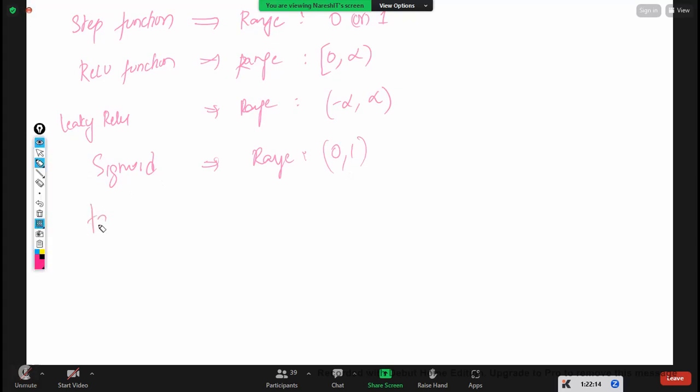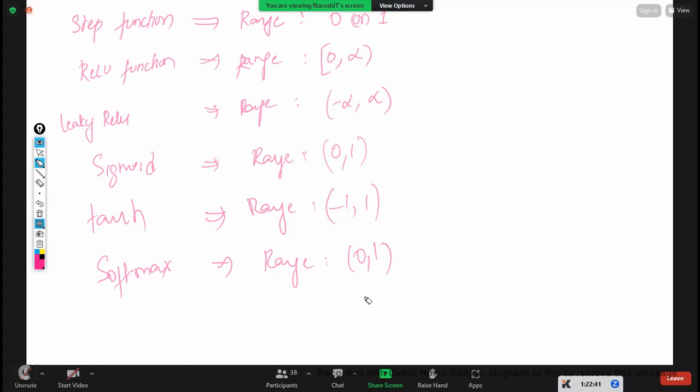Next, the tanh function. What is the range of tanh? It is minus 1 to plus 1. And the last one is softmax. For softmax, the range is also going to give a probability, so 0 to 1. These are the ranges of all the activation functions.